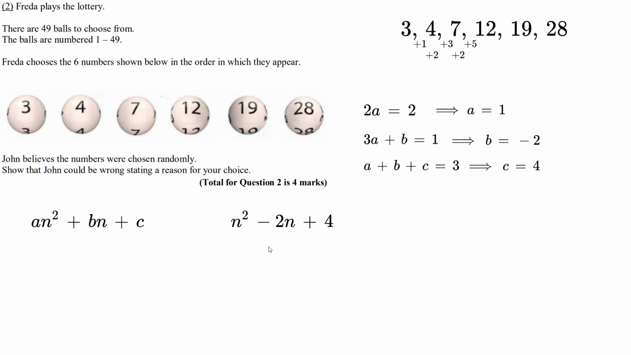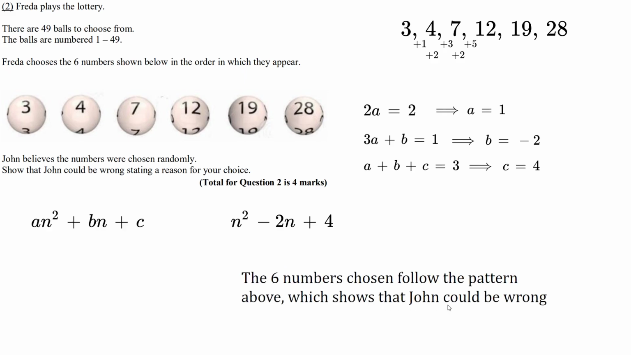And that tells us that there is some sort of pattern, which means that John could be wrong. So you can say the 6 numbers chosen follow the pattern above, which shows that John could be wrong. And he's not definitely wrong, he just could be wrong, because you could have just gotten this by chance.